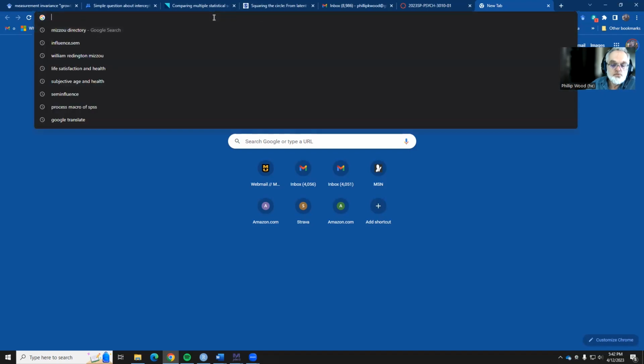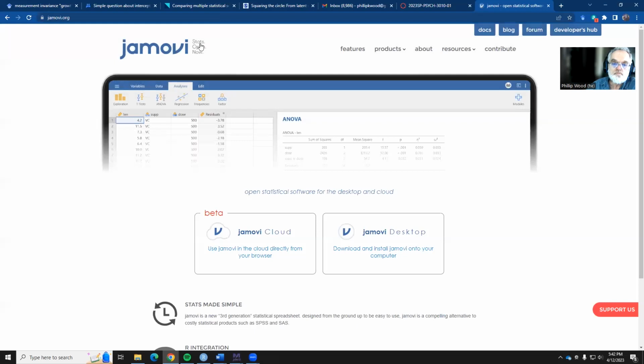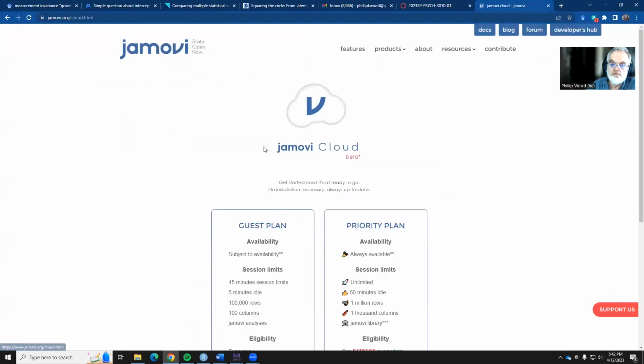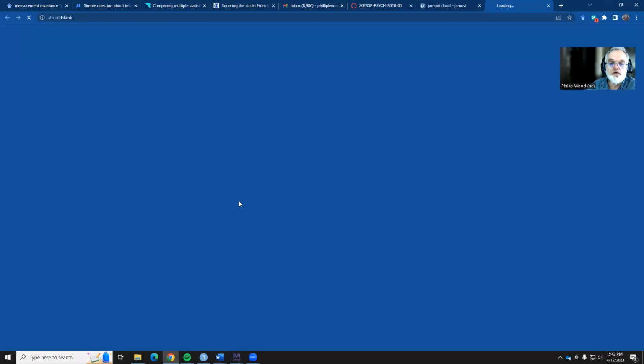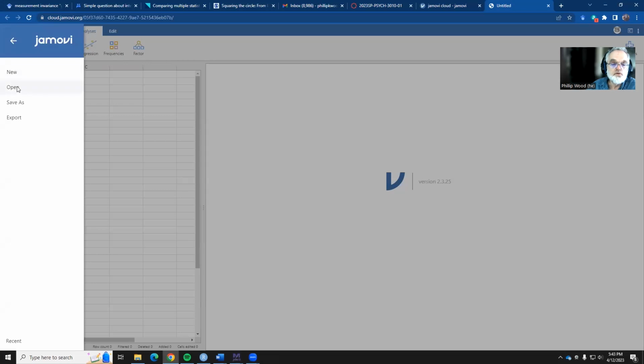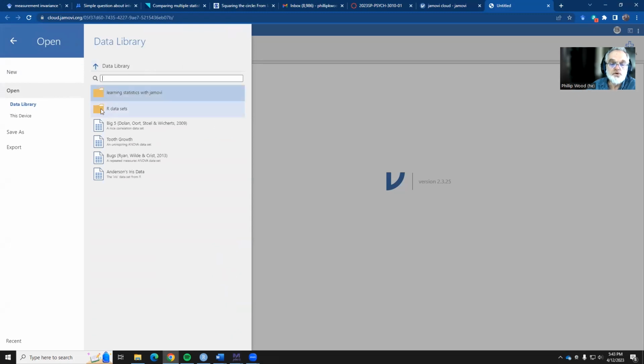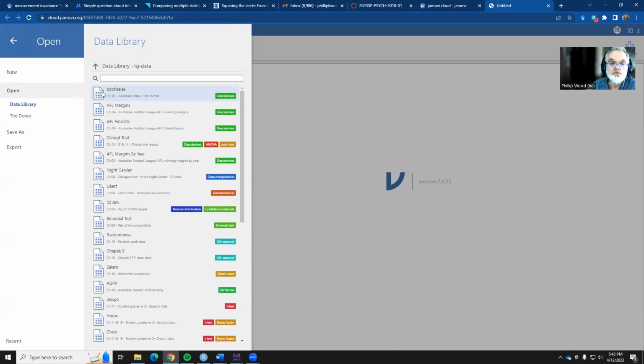First of all, let's go into Jamovi. And fire up the cloud. So let's get started with Jamovi. What we want to do is open up a file here locally on the computer in the Learning Statistics with Jamovi file. There are two directories in here. One is our data sets and one is Learning Statistics with Jamovi. So let's go into here. And I want you to come down here to the data set called Clinical Trial.